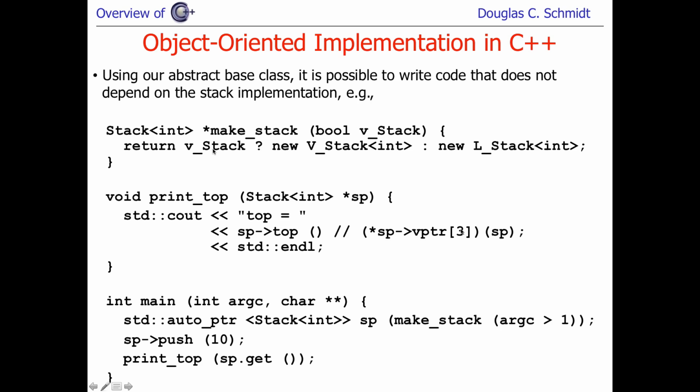Sub whatever the number is that corresponds to that method. In top, I guess, is the third one. So push was first, pop was second, top was third, so it's the third one. SP V pointer 3, which is the third one. What's stored there is a pointer to a function, a C-style function. It calls that and passes in this pointer, which in this case is the stack pointer.